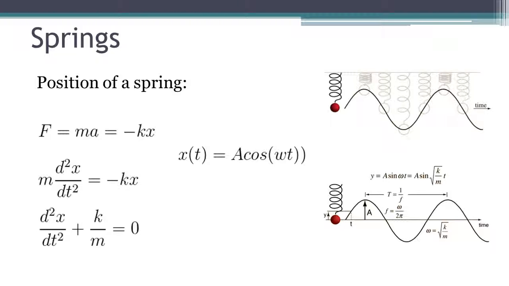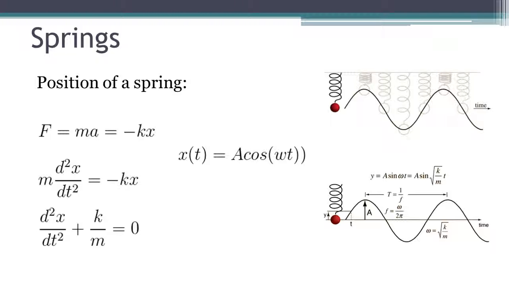First, we will be looking at the position of springs when they are in simple harmonic motion. When a spring is pulled and released, its position with respect to time can be modeled by a sine wave. The amplitude of the sine wave represents the maximum displacement of the spring with respect to the equilibrium point.